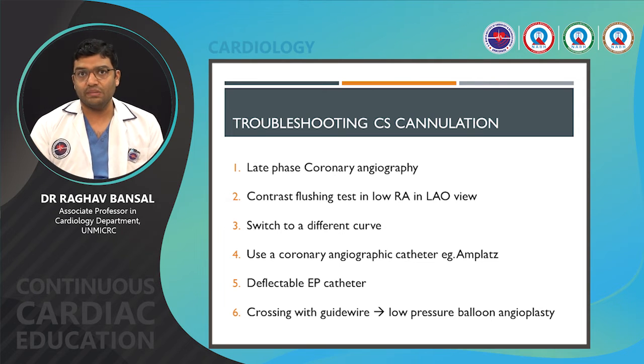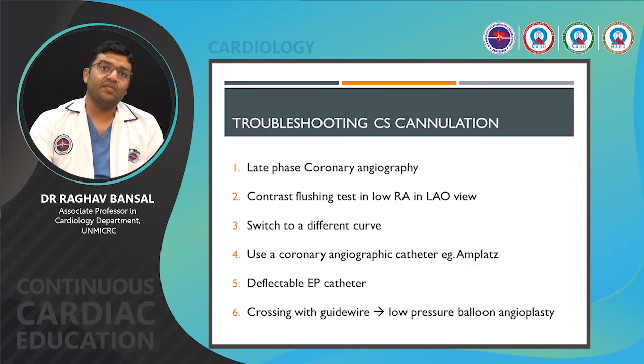If you have made attempts for 5 to 10 minutes and it's not happening, you are not able to go into the CS, try a different CS sheath curve. If the RA is dilated, go for a larger curve, or if it is angulated, go for an AL2 curve. You can also use a coronary angiographic catheter like an Amplatz catheter or a deflectable EP catheter, which is very, very helpful. It is good to have a backup of an EP catheter if possible.